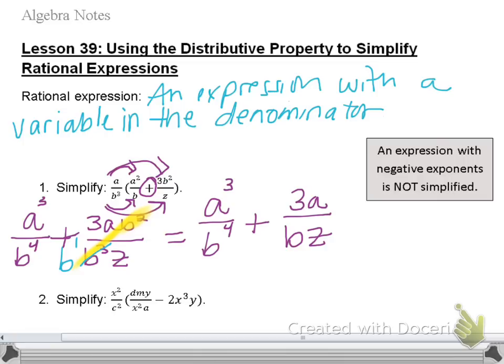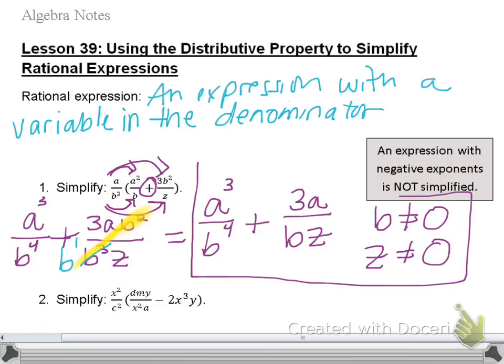The last thing we need to do is list any variables that cannot be 0. We can never have 0 in a denominator because you can't divide something into 0 groups. So therefore, b can never be 0 because that would make this first fraction here invalid, and z can also never be 0. So b and z cannot be 0, and that is part of our answer. So our answer includes all of this, the equation and what we call the excluded values.